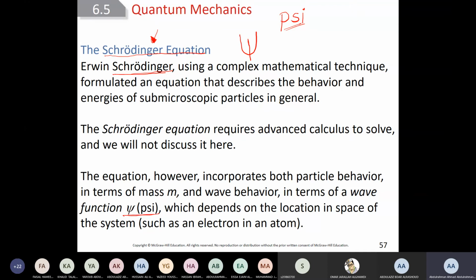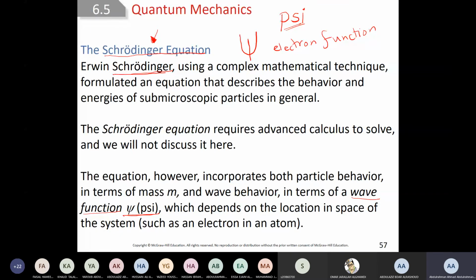Psi is the electron wave function. It's a wave function to represent the electron.